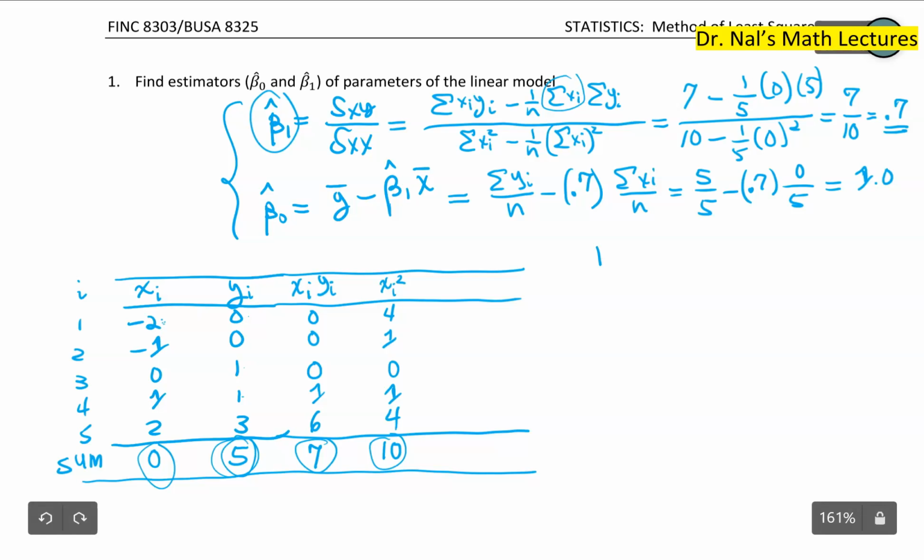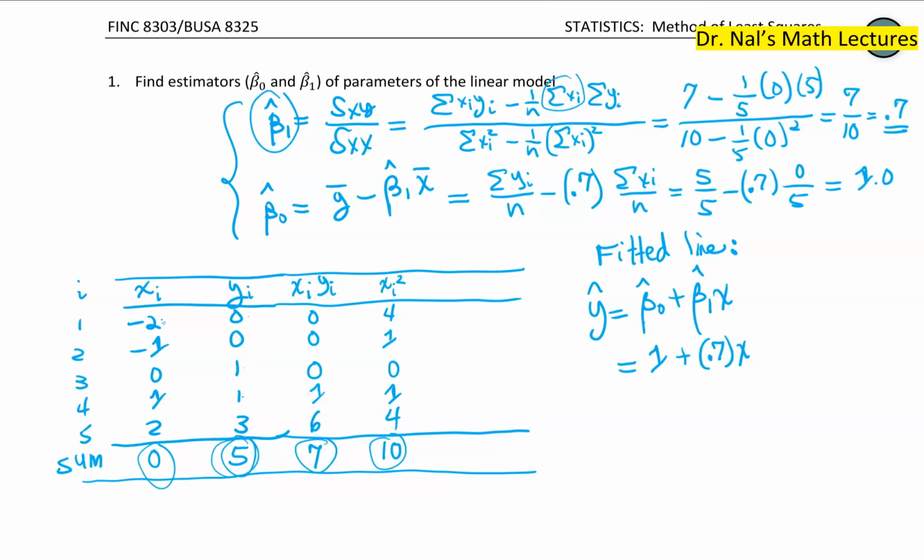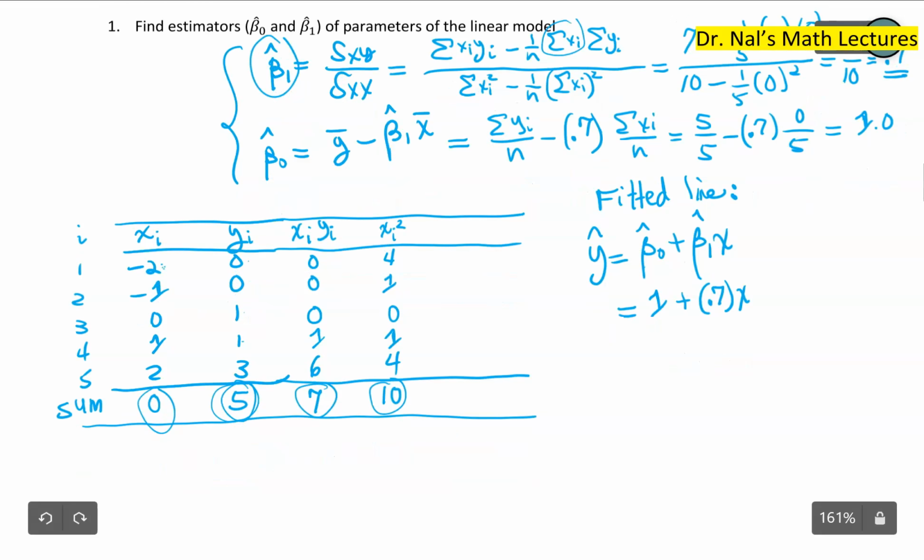As a result, the fitted line is basically y, or y hat, right, is equal to beta 0 hat plus beta 1 hat times x, I should say. Beta 0 hat is 1 plus beta 1 hat is 0.7, so 0.7 times x. That's it. So that is the fitted line to those 5 data points given.